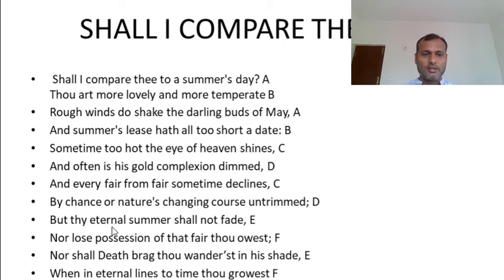In the same way, in this poem the first 8 lines are something different, and in the 9th line, because of the word "but", it takes a sudden turn. So the summer is all changing, because sometimes too hot the eye of heaven shines, and often is his gold complexion dimmed, and every fair from fair sometimes declines, by chance or nature's changing course. All these are variations, but the eternal summer shall not fade. Eternal means, as I said earlier, permanent.